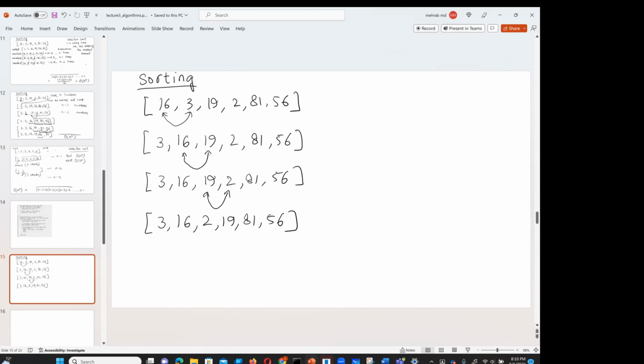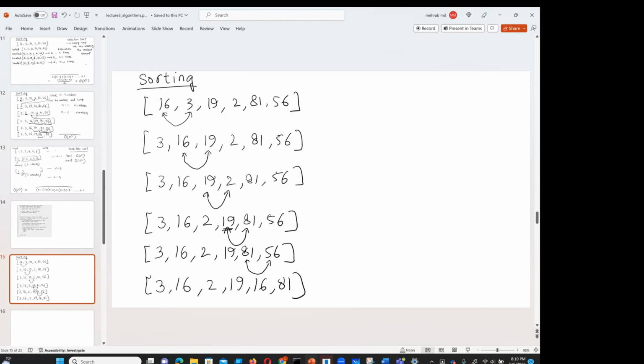Okay, so I'm done with this. Next, I will go to this location, right? I'll check 19 with 81. It will still remain the same, right? Okay, next time I will check what? 81 with 56. So what's going to happen? 56 and 81. Okay, so after all these, what did I achieve?